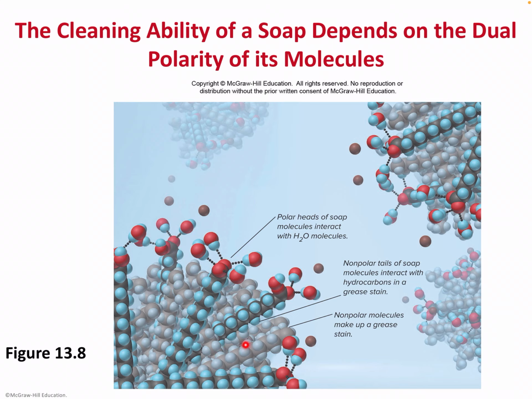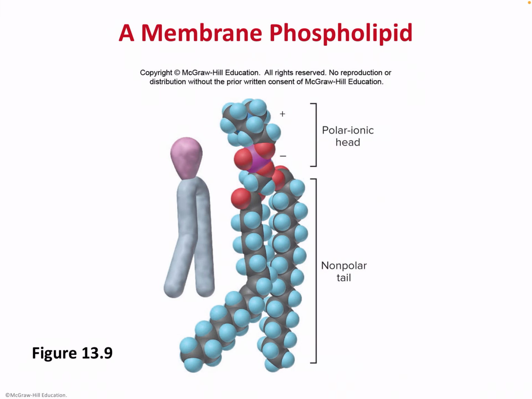Okay, so that's how the detergents and your soap clean greasy stuff as well as non-greasy stuff because it has a polar head and a non-polar tail. A membrane phospholipid also has two polarities, dual polarity. Polar ionic head and non-polar tail. Looks like a figure, right? Yeah.